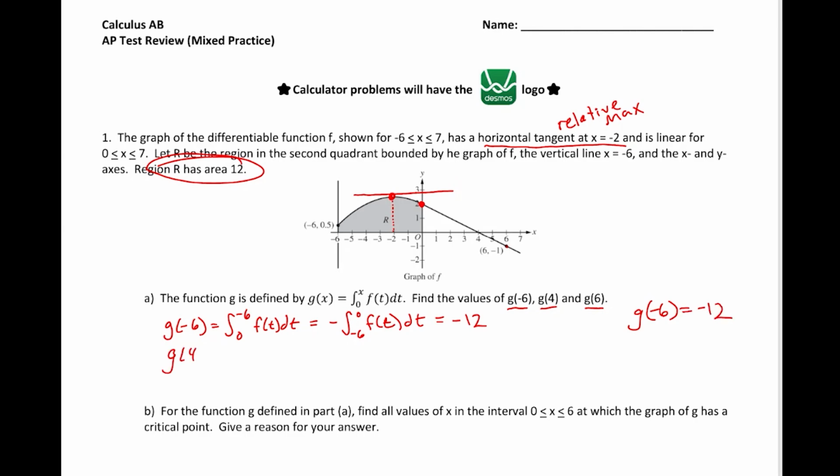Now let's find g(4). So g(4) is going to be the integral from 0 to 4. Those boundaries are in the correct order, so we don't need to worry about changing the sign or anything. And so we're looking for the area between 0 and 4. That is going to be the area of this little triangle right here. It's got a base of 4, a height of 2, so it's going to be 1/2 times 4 times 2. 4 times 2 is 8, and half of 8 is 4. So g(4) is 4.